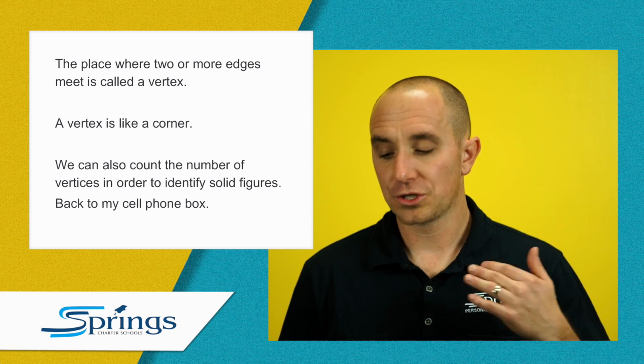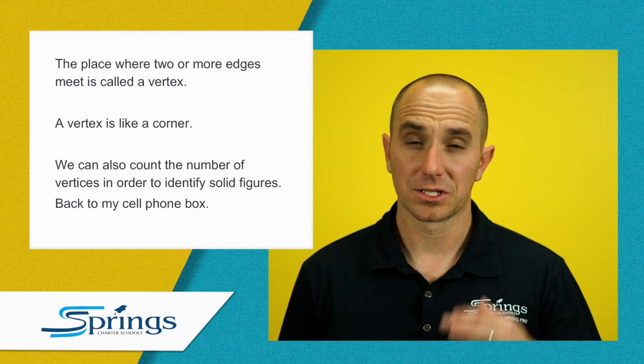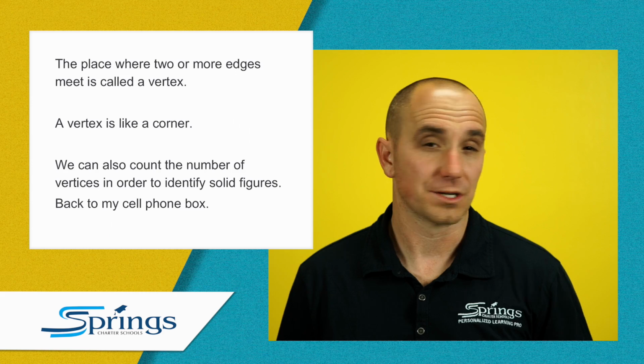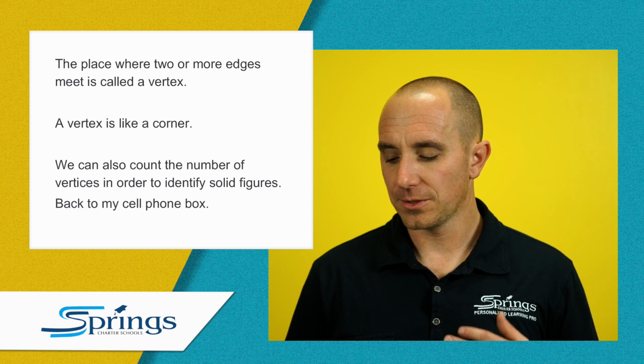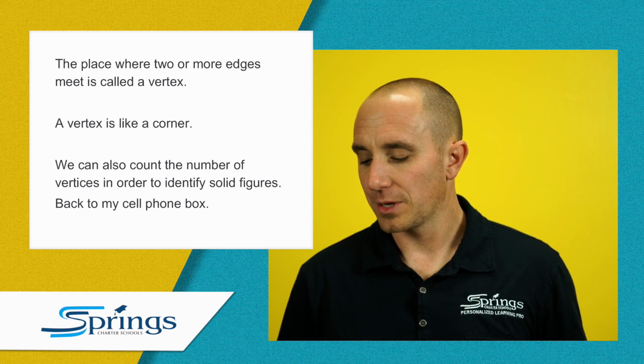So the place where 2 or more edges meet is called a vertex, and this is important. A vertex is like a corner. It's pretty simple to think about. We can also count the number of vertices in order to identify solid figures.